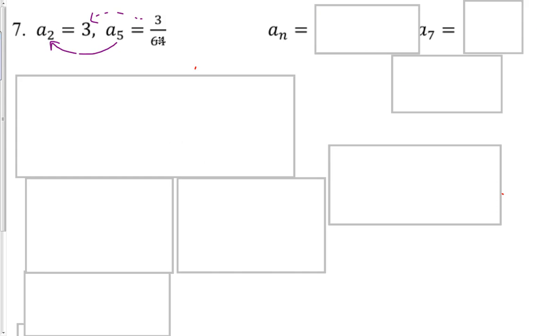Next, we've got not so nice terms. The second term is 3. The fifth term is 3/64. Okay, so what's going on here? We can't do the slope formula here because we're not increasing like a slope, right?